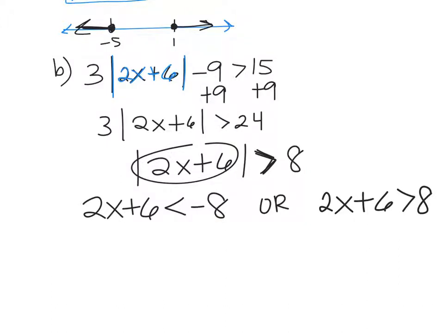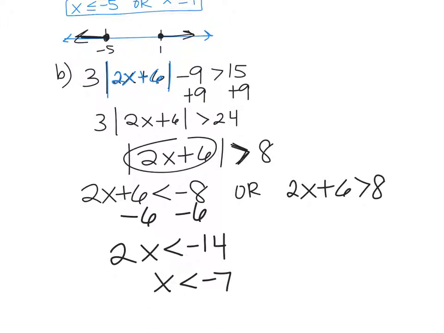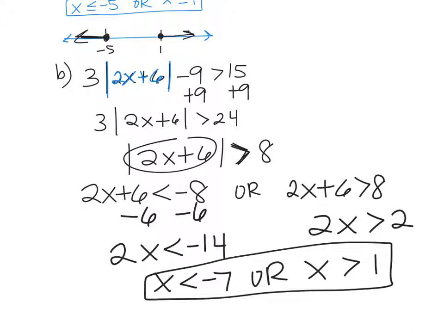Okay, let's solve. Subtract 6. 2x is less than negative 14. Divide by 2. X is less than negative 7. Over here, subtract 6. Divide by 2. X is greater than 1. So I put an or in between, the box around it, and those are my answers.